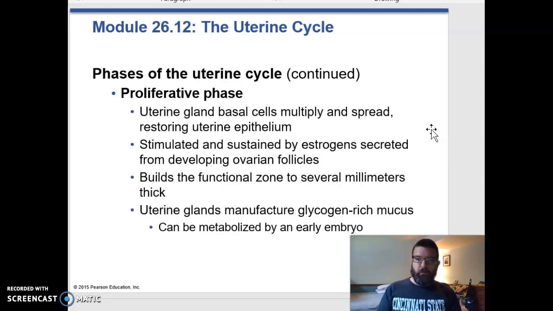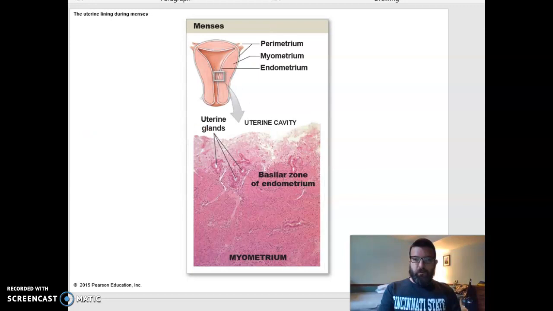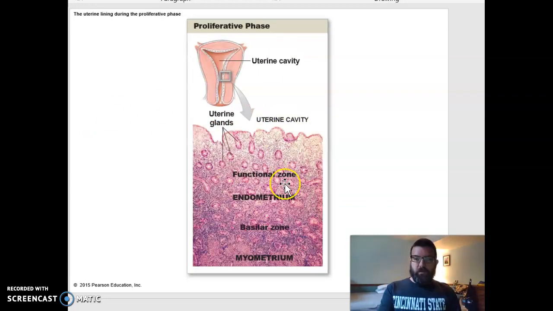We'll talk about this a little bit more in a few moments, but estrogen is mostly produced by those ovarian follicles. And as those ovarian follicles grow through the ovarian cycle, they produce more and more estrogen, and that's going to stimulate this proliferative phase to rebuild the functional zone of the endometrium. And this is what that looks like. So if we compare that to at the end of menses, where we don't have that functional zone, now we have lots of tiny new cells with nuclei that have built up this new functional zone.